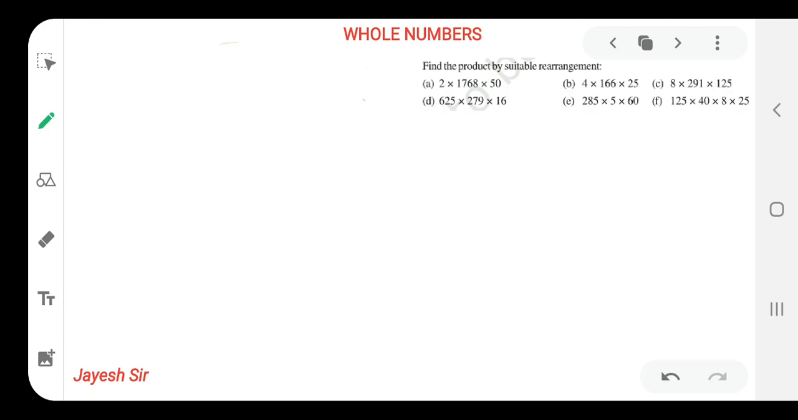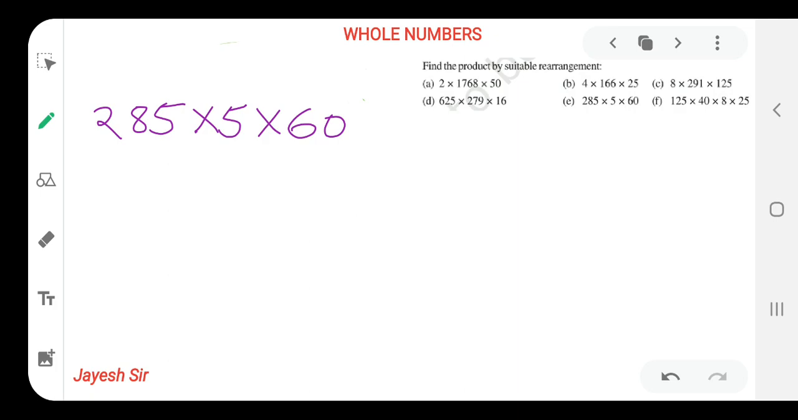So let's begin with the fifth sum. That means 285 multiplied by 5 multiplied by 60. Now in this sum we can't see some good numbers, so let's make some good numbers. Now how to make good numbers?